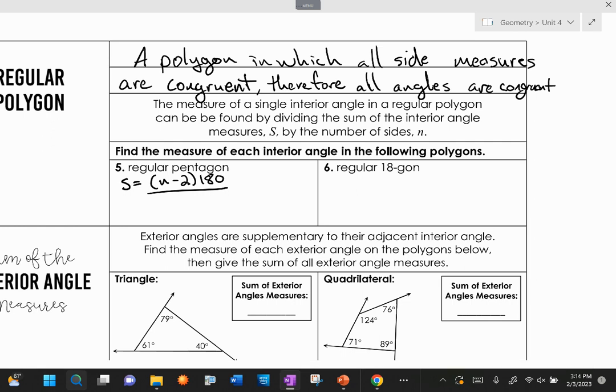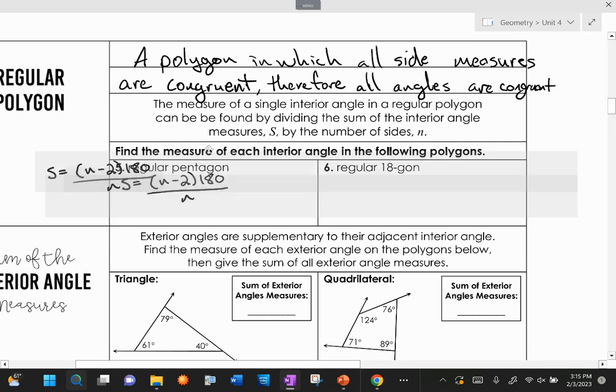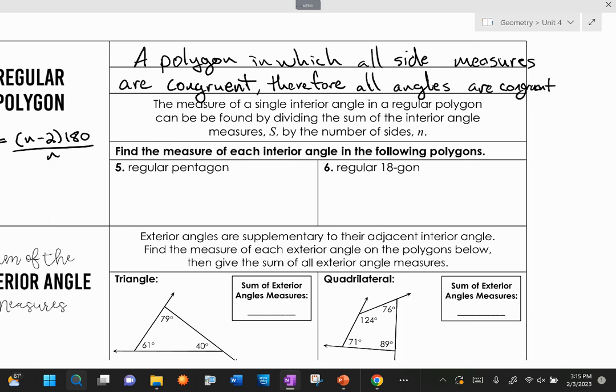Well, if we didn't have the shape, divided by N. Okay. Now, when we get into specific shapes, it will be divided by whatever you used for N up on top. Okay. So this is the formula for that.